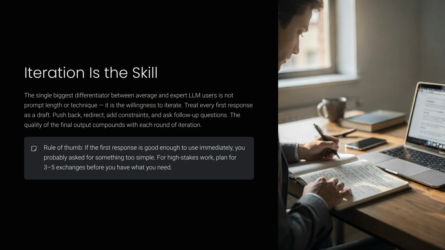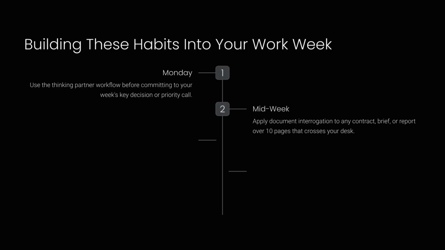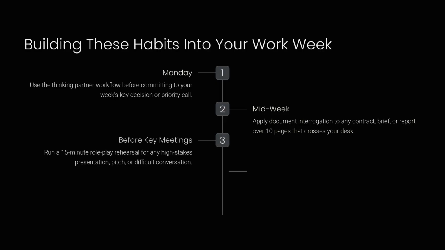The difference between an average and an expert user is the willingness to treat the first response as a draft and engage in 3 to 5 rounds of refinement. You can integrate these habits into your weekly routine. Use the thinking partner on Mondays, interrogate documents midweek, rehearse before key meetings, and update your system prompts monthly.